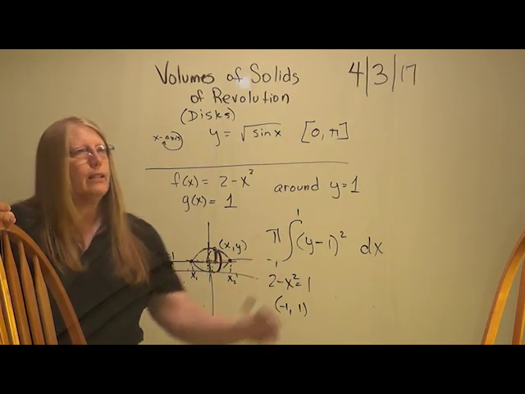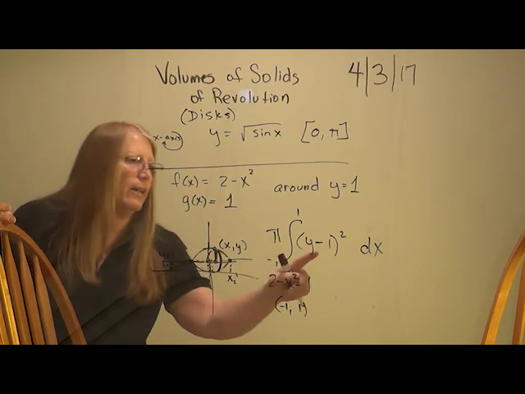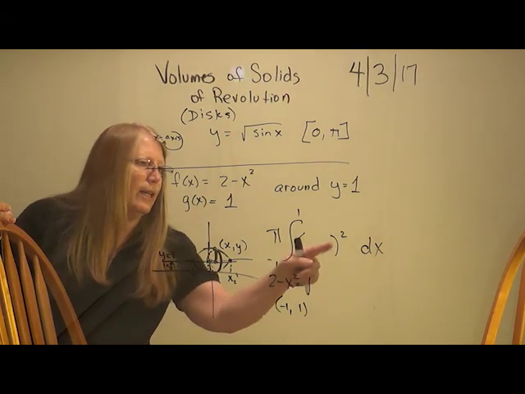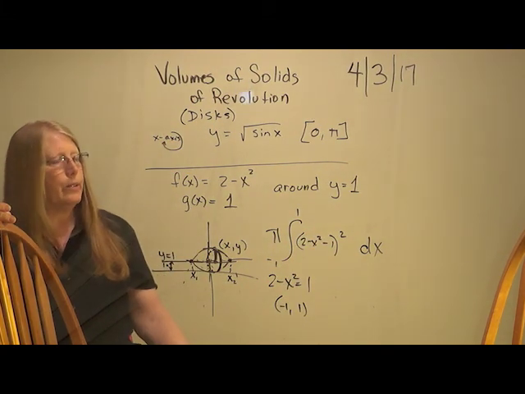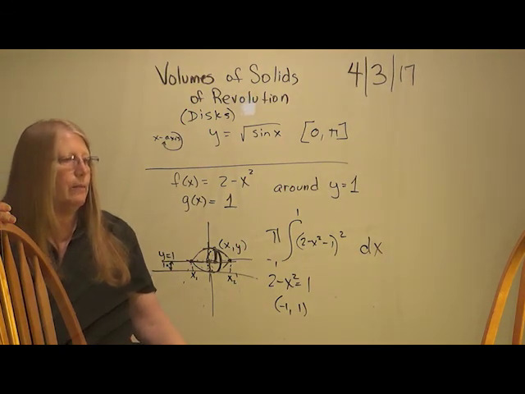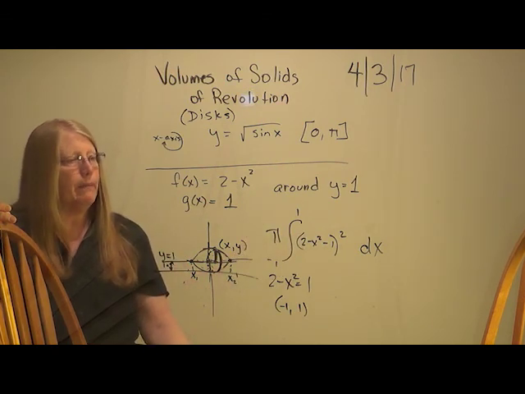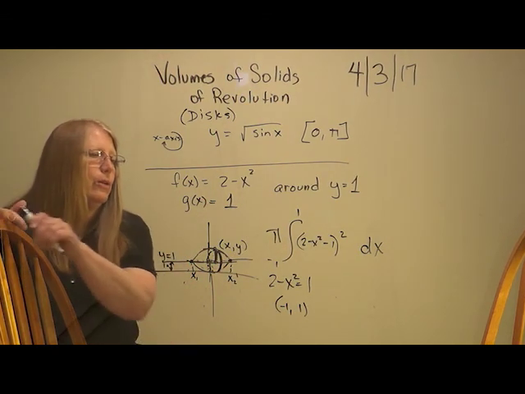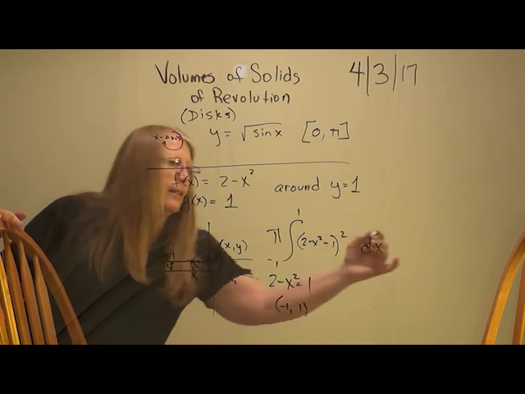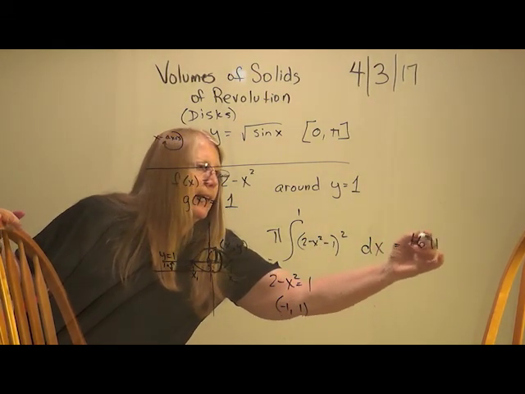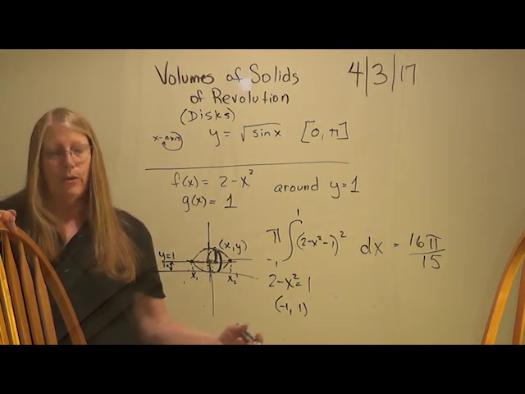I prefer to write this all in terms of x, but I know y equals 2 minus x squared. So I can do 2 minus x squared and the minus 1. And that will simplify. The 2 and the minus 1 become 1 minus x squared. Then you square it, take the integral, multiply it by pi. When you do the integral, you put in the upper minus the lower limit of integration. All that comes out to be 16 pi over 15. And again that's some units cubed.